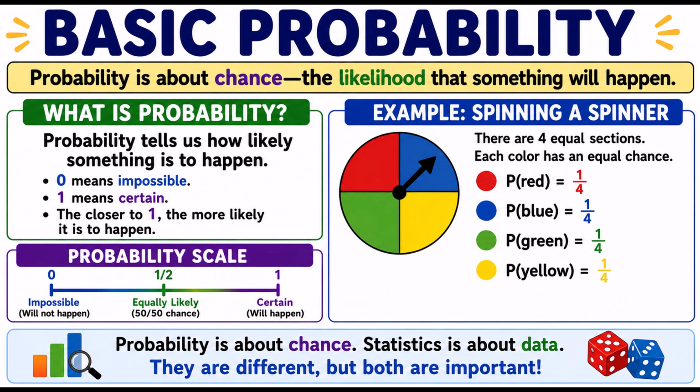So basically, probability is about chance. Statistics is about data. They are different, but both are important.